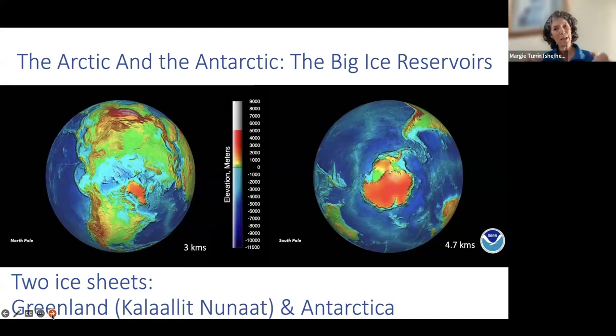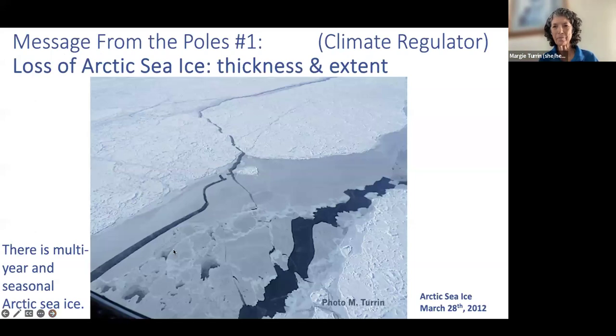So huge reservoirs. So aside from this albedo, those reservoirs also have an impact on us. Of course, if they move into the oceans, that changes our sea level. So the potential that's in those big ice sheets is really, really important. Okay, so we'll move into these. I have 8 different messages that we'll look at quickly, and just what's going on in the polar regions and why they're important for us to pay attention to.